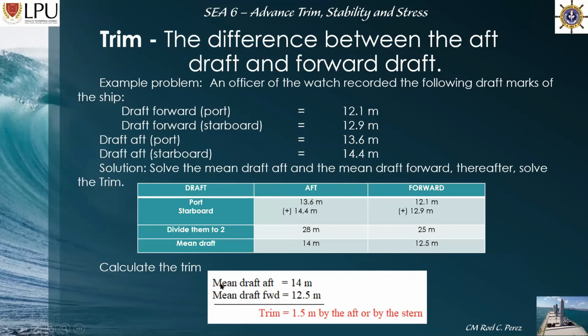So, mean draft aft minus mean draft forward is your trim. If your clinometer is 0, then there is no need to take the starboard draft, or if you are docked on the port side, then take only the port side. Kasi zero naman, ibig sabihin pareho sila. Although it's not accurate na pareho, ano?